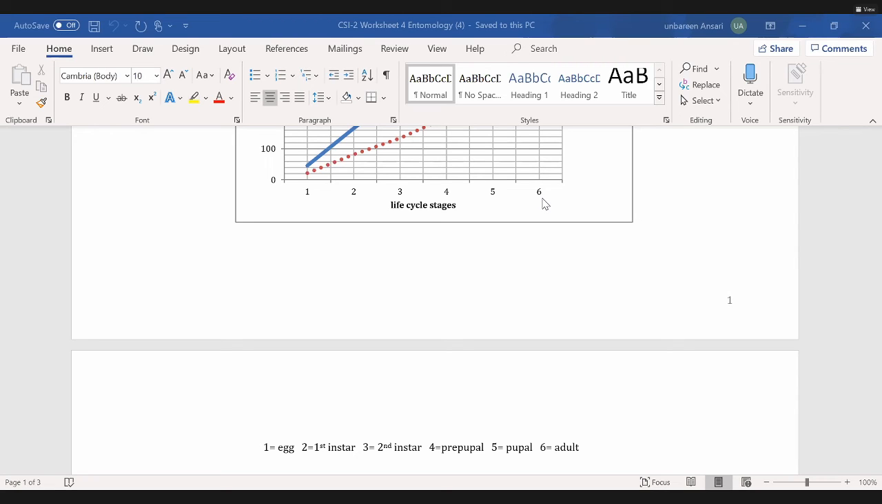Now, the first thing I would do in this worksheet, when I print it out, is write it over here: egg, first instar, second instar, prepupal, pupal, and adult. That's the first thing I would do because it makes things so much clearer.